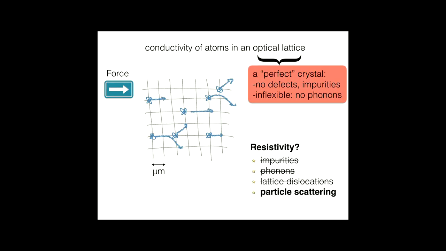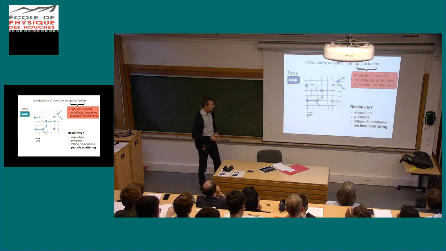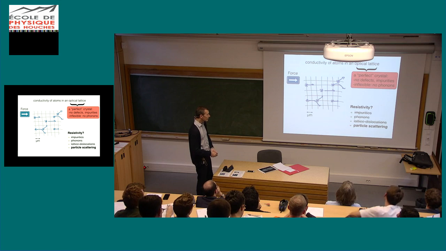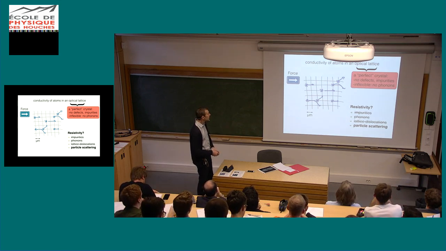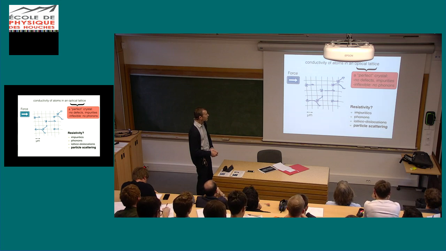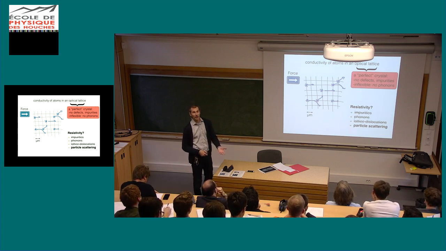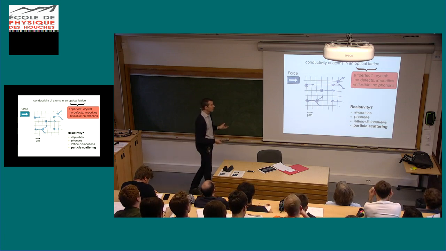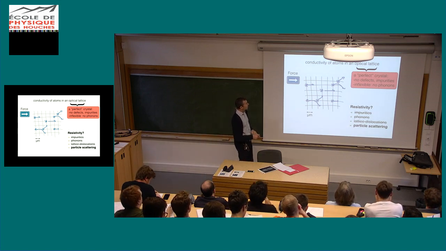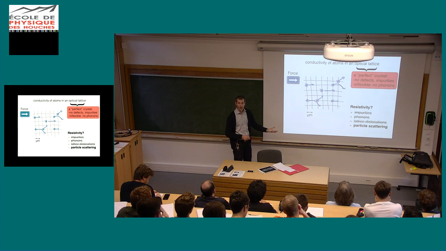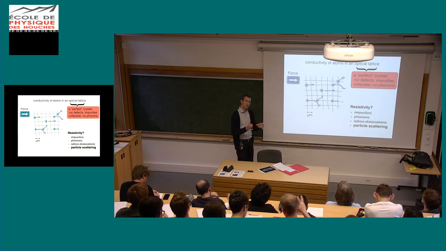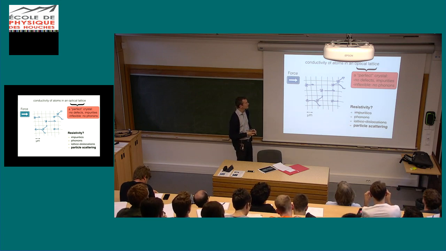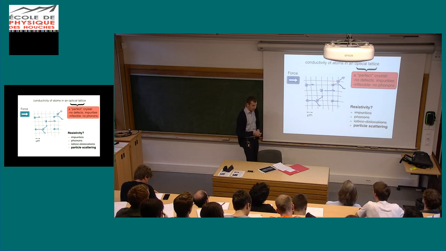So now let's look, instead of electrons, at atoms in an optical lattice. You don't have the impurities anymore. You don't have the phonons. You don't have the lattice dislocations. At least you can get rid of basically all of them. And so the only thing left that could cause resistivity is particle scattering, particles bumping into each other. That's a really different regime than most metals, where it's all that other stuff which causes it. Okay. And so the kind of experiment we do when we're looking at resistance in an optical lattice is kind of like resistance in a perfect crystal, and it's also a rigid crystal. So it's a perfect and infinitely hard crystal that has no phonons. And so now you can ask this question again about why there is resistivity.